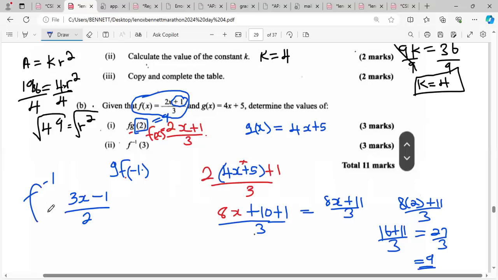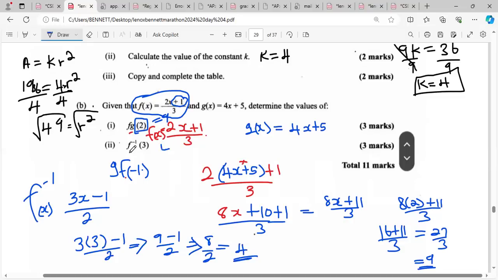So this is f of x, but guess what? Let's say we must put 3 in there, right? So anywhere we see x, we're going to put 3. So 3 times 3 minus 1 over 2. 3 times 3 is 9, minus 1 over 2, which works out to 8 over 2, which works out to 4.